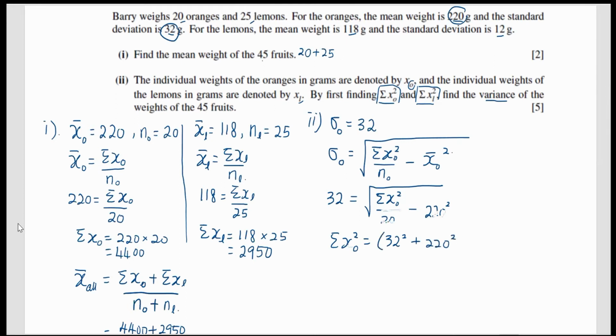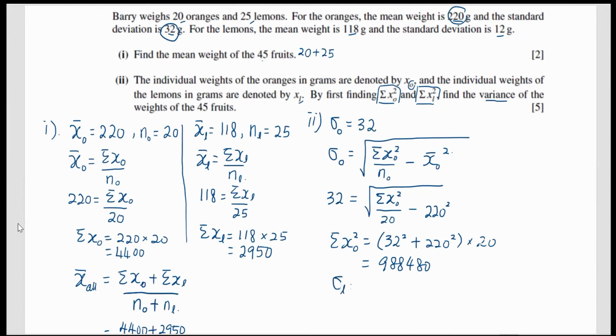And this number divided by 20, right? So bring it to the other side, it becomes multiply 20. Okay, so let's use the calculator, and we found the value 988,480. All right, now we're trying to do the same for the lemon.